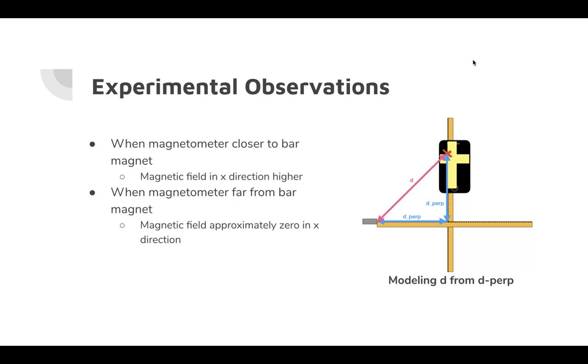Some experimental observations: when the magnetometer is close to the bar magnet, the magnetic field in the x direction is a lot higher versus when it is far from the magnet. Far away, the magnetic field is approximately 0 in the x direction.